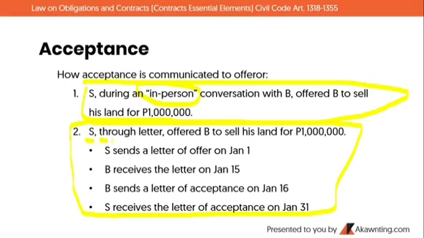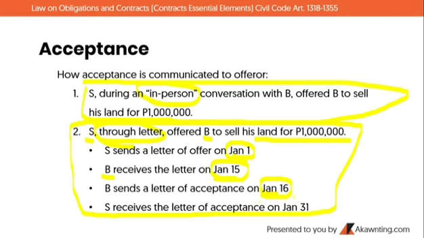Okay? S, through letter, offered B to sell his land for 1 million. So, kailan niya ginawa and sinend yung letter? Nung January 1. Pero, na-receive lang yun ni B on January 15. So, one day after January 15, so gusto nang bilhin ni B. So, ayan, in-accept niya. Pero at that moment, January 16, hindi pa nagkaroon ng consent. Bakit? Inuulit ko nga kasi kailangan, okay, kailangan mapunta sa knowledge ng offerer na na-accept na yung kanyang offer.